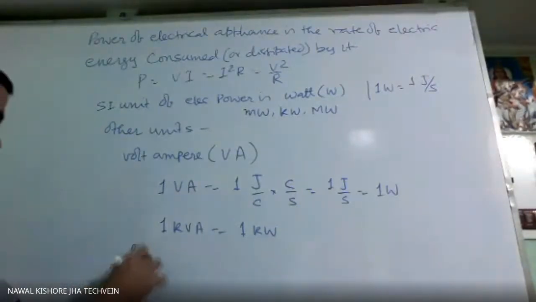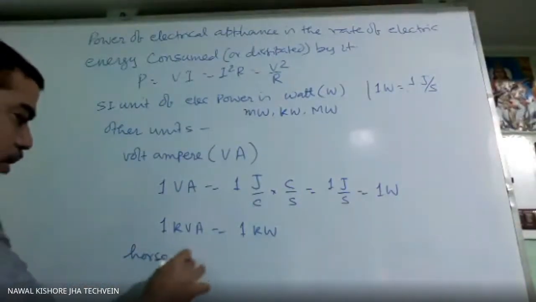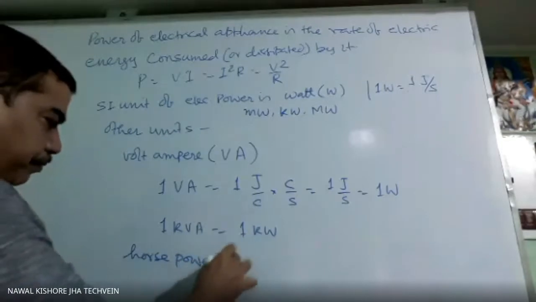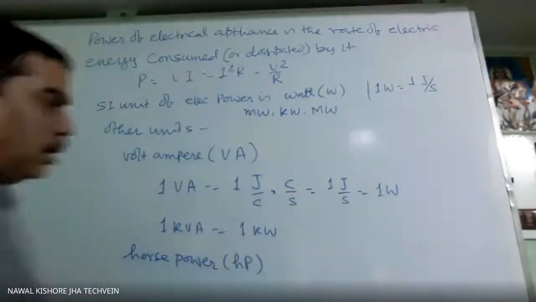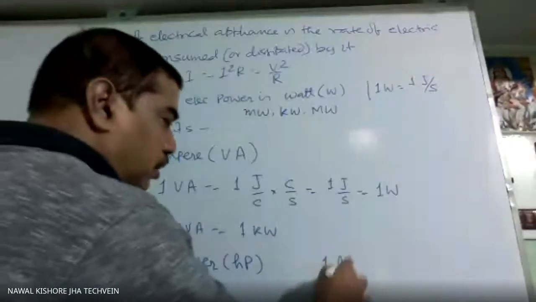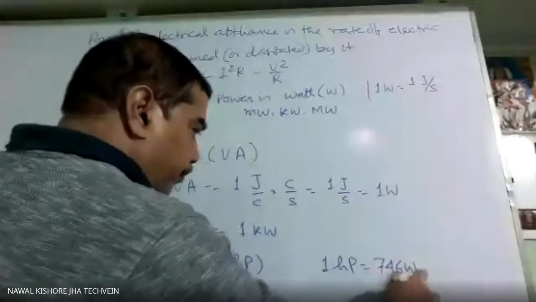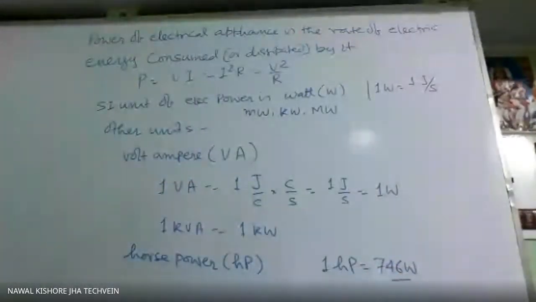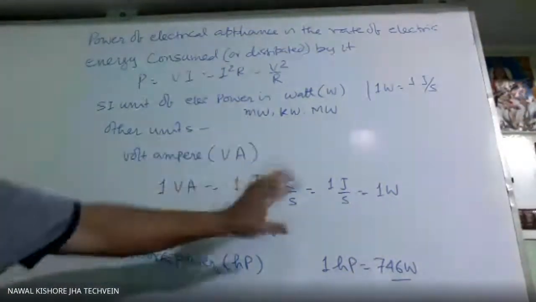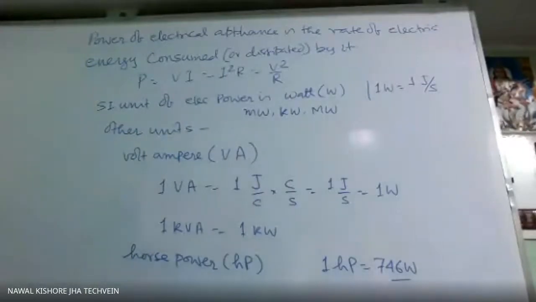Sometimes we express horsepower also, but generally it is only used for pump. And we know 1 HP is 746 watt. Horsepower is especially used only for electric pump, not for bulb or refrigerator or any other thing. It will not be used for that. For the remaining, volt ampere or watt. Okay, so this is the unit of power.